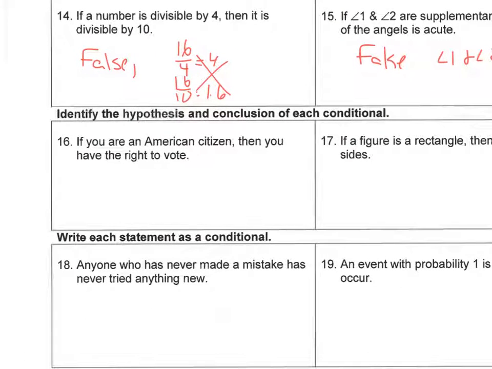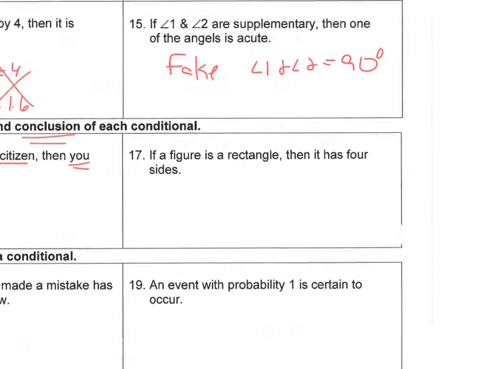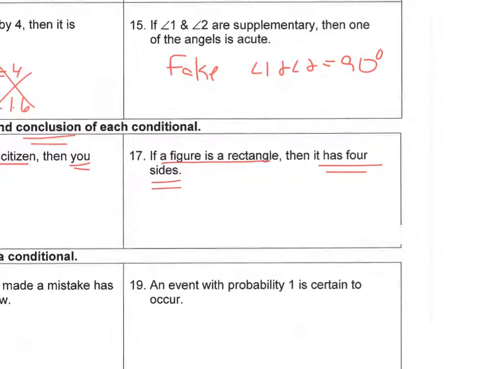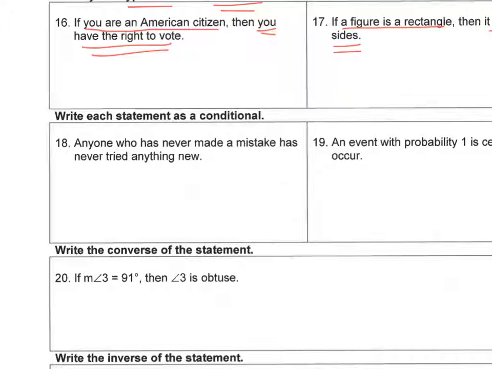The last, identify the hypothesis and conclusion. I'm going to underline the hypothesis and double underline the conclusion. Feel free to do that on the test as well. Remember, these do not include the words if and then. So the hypothesis, you are an American citizen. The conclusion, you have the right to vote. The next one, hypothesis, a figure is a rectangle. It has 4 sides.